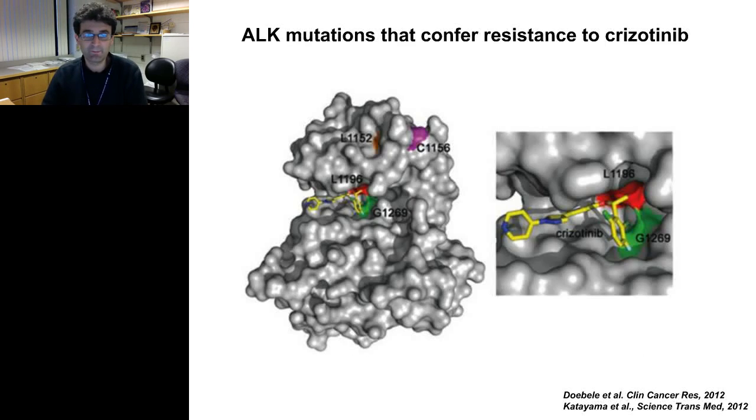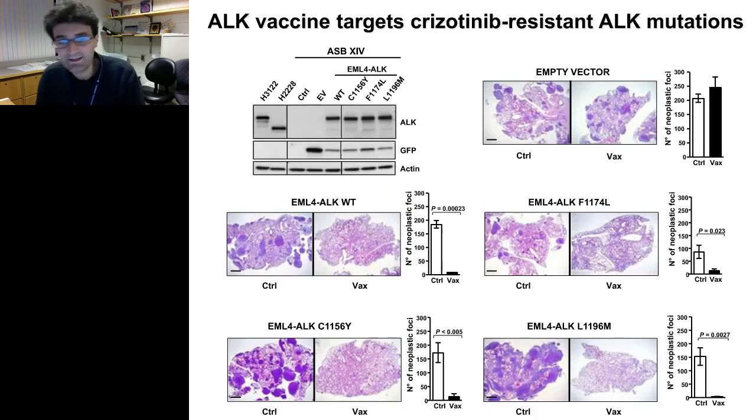And you see, for example, the 1196 mutation affects an amino acid that is in the pocket that binds crizotinib. So when this amino acid is mutated, crizotinib is no longer able to bind efficiently the kinase domain of ALK, so it does not work anymore. So we decided to test this mutation by this assay.